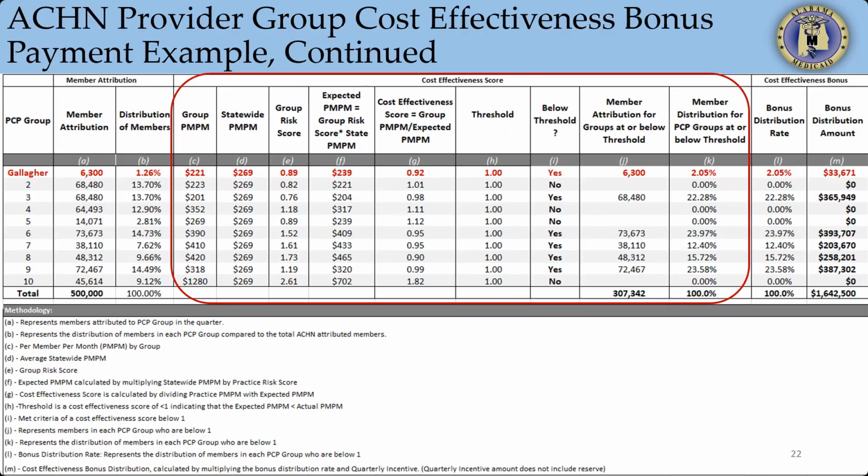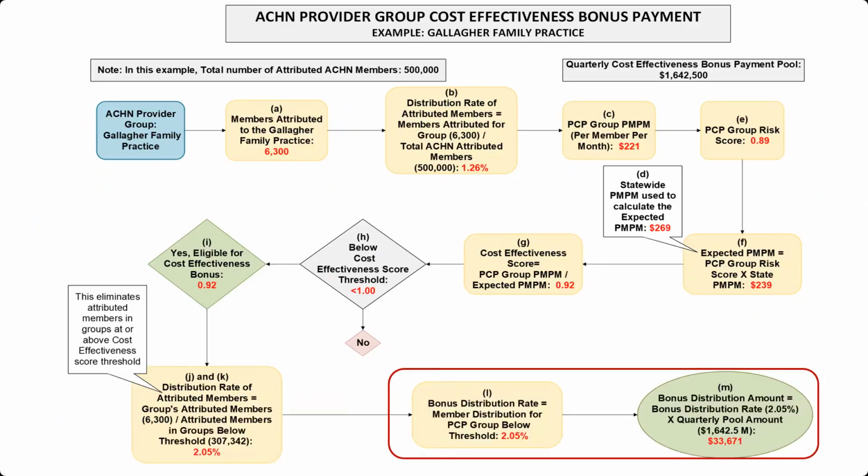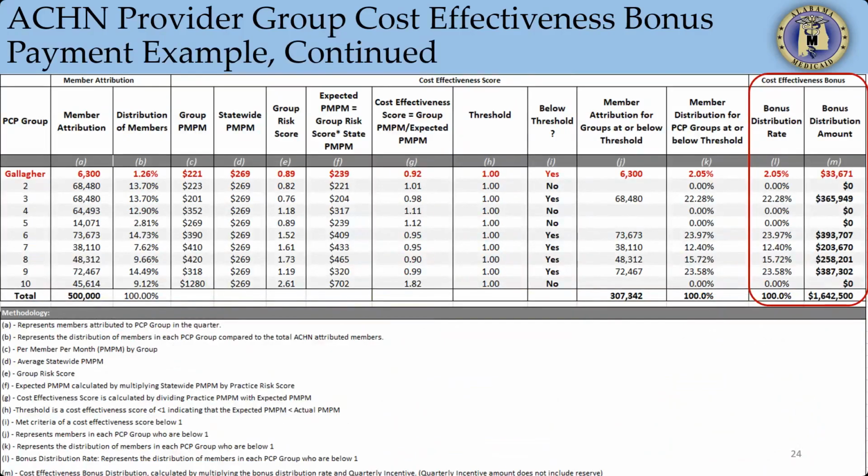And you'll see at the bottom, that is where we get 307,342 as the new statewide population for the distribution of the bonus. And then we roll to the right in column K to see what that new distribution percentage is. And then to calculate the bonus distribution, we take the bonus distribution rate for each provider, which again, for Gallagher Family Practice is 2.05%. We multiply that rate by the quarterly pool amount, which was about 1.6 million. And then we get that Gallagher Family Practice's bonus amount will be $33,671 for this quarter. And again, you can see where we've multiplied that in the final column of the bonus distribution amount.